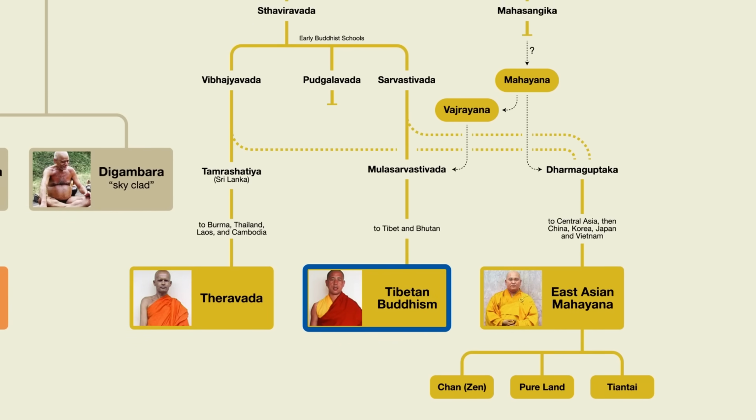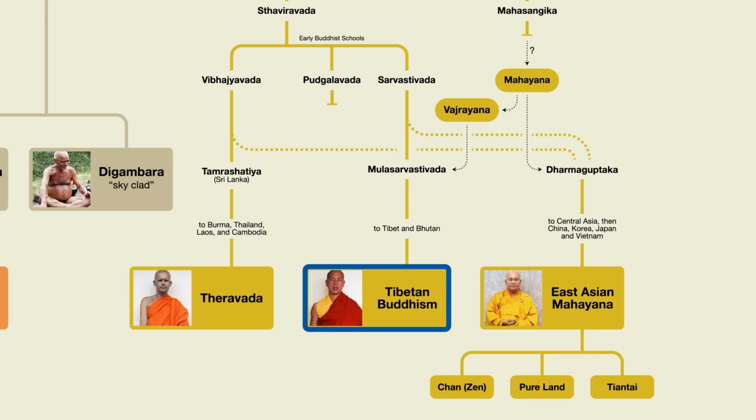Back in the early days of Mahayana, there was another movement that split off, known as Vajrayana. But like Mahayana, this was not a separate school of Buddhism, but rather a movement that impacted several schools. One school that took on Vajrayana ideas was the Mula-Sarvastivada school, which was probably a branch of the similarly named Sarvastivada school. It eventually spread north to Tibet and Bhutan, which is where it is mostly found today.